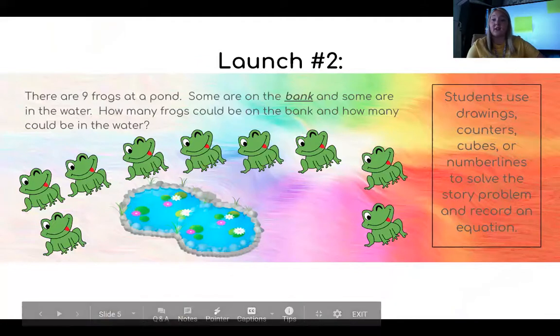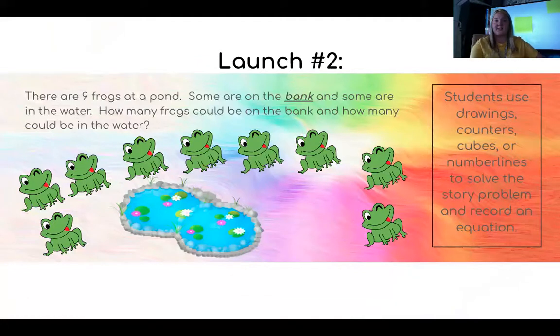Our second launch is this. There are 9 frogs at a pond. Aren't those frogs just so cute? Some are on the bank of the pond. And I know you're used to bank meaning a place where money goes. But a bank also means the area around a pond right before you get to the water. That's where frogs live sometimes and where they hang out. So that's what we're talking about in this problem.